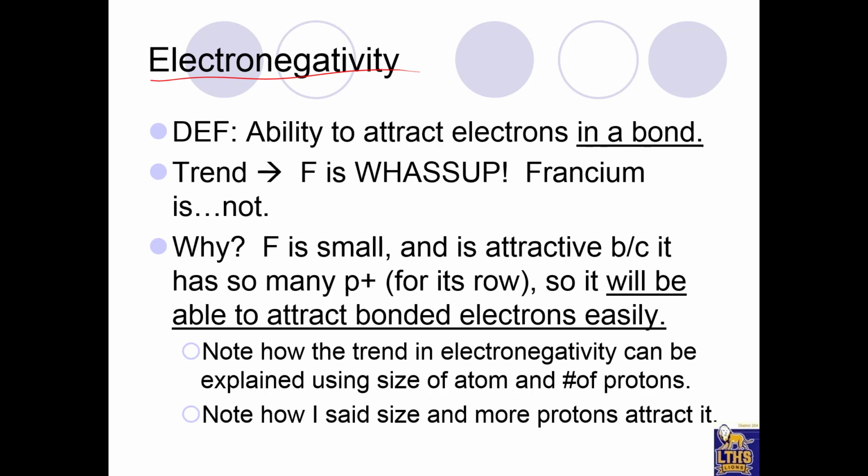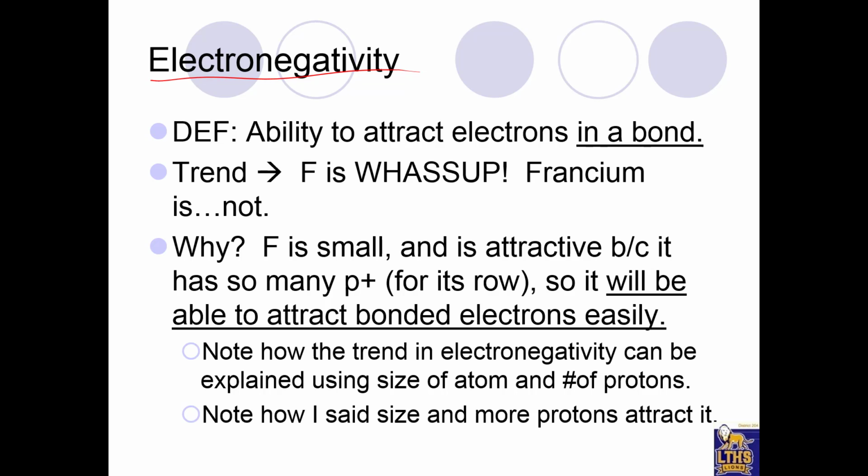Okay. So now that we know atomic radius or atomic size, we're going to talk about a new property, electronegativity. The definition is the ability to attract electrons in a bond. So what is the trend? Fluorine is high for electronegativity, and francium is, well, not. Okay, so where are they on the periodic table? We'll look in a second.